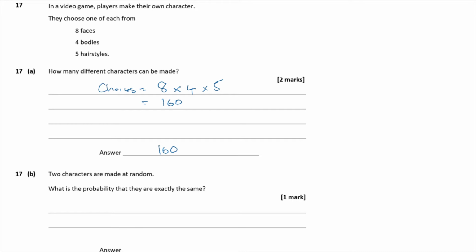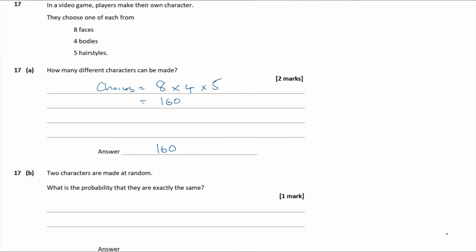Two characters are made at random. What is the probability that they are exactly the same? If you've got 160 characters and you select 2 at random, then you've got 1 chance in 160 of picking any one individual character. Now, the probability that you've got 2 the same, well, let's say you've made one. Given that you've already made a character, what's the probability of them making another character which is exactly the same? What you're essentially doing is asking the probability of picking a particular character given that you've already picked that same character. And the probability of that is just 1 in 160, isn't it? So it isn't 160th times 160th, it's just 1 over 160.